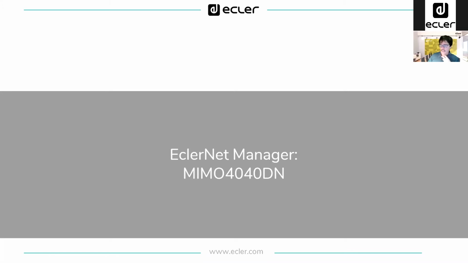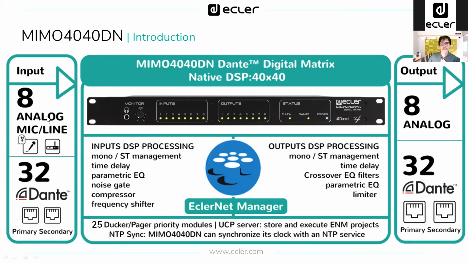Okay. Now let's see MIMO 4040, the end. As we said, it's a matrix with 8 analog inputs and 32 digital inputs as well as outputs. It has the same DSP tools as regular MIMO, okay? So parametric EQs, noise gates, compressors, etc. But here is the main important difference. A regular MIMO, let's say a MIMO SG, has 3 modules of paging Dockers. MIMO 88 has 4, and this one used to have 10 in the past, but from this latest version, it has 25 modules of Docker paging, okay?